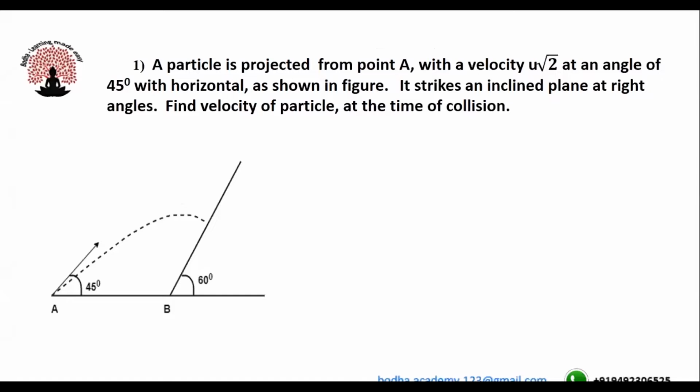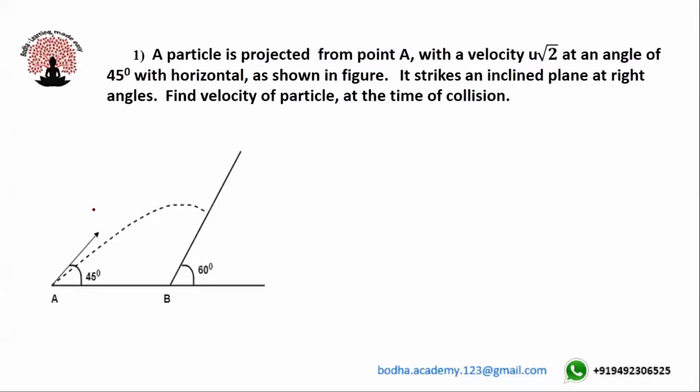Today will be a few problems based on JEE Mains and Advanced standard. First problem. A particle is projected from point A with a velocity u root 2 at an angle of 45 degrees with horizontal. So you can observe that a particle is projected with a velocity u root 2 at an angle of 45 degrees with horizontal.